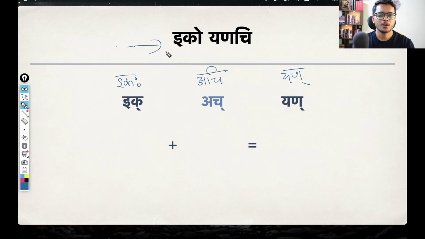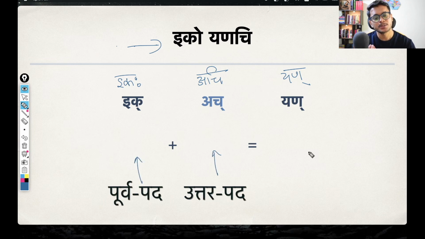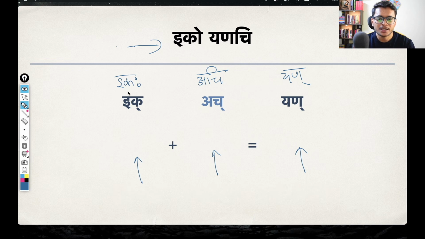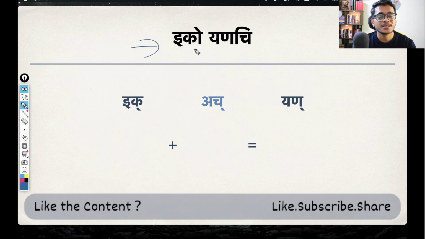Okay, and now coming back to our this sutra, Iko Yanachi. So as we see that for every sandhi, we have a purva pada, then we have a uttar pada, and then we have the sandhi change that is happening. Okay, so based on their vibhakti, ikaha, this is shashti vibhakti. So shashti vibhakti usually becomes a purva pada. Then achi, this is the Saptami Vibhakti. It becomes the Uttarpada. And the one that is in Prathama Vibhakti, yan, that is the Sandhi change that is happening. So basically this Sandhi Sutra, Iko Yanachi is telling us that if after an ik, there is an ach, so yan, this is the Sandhi change that will happen.